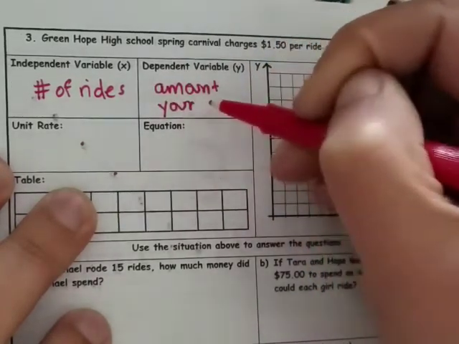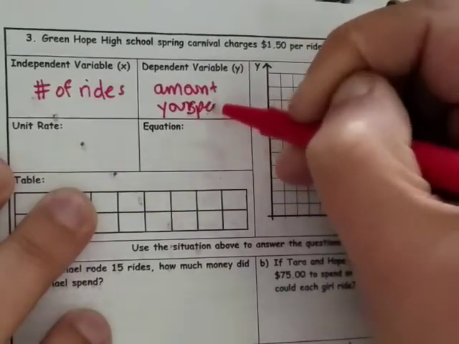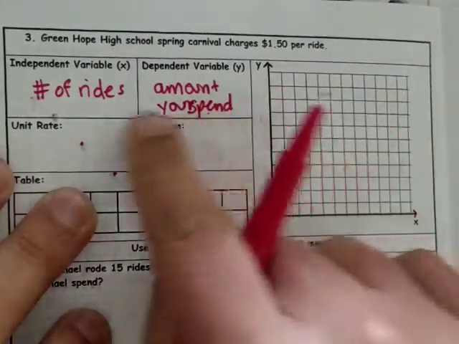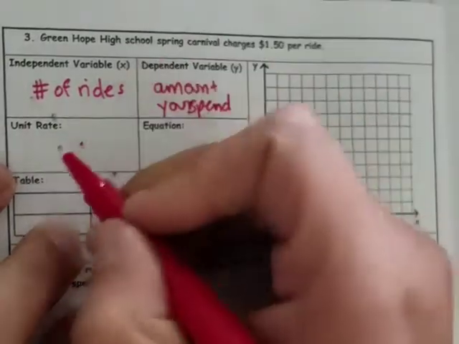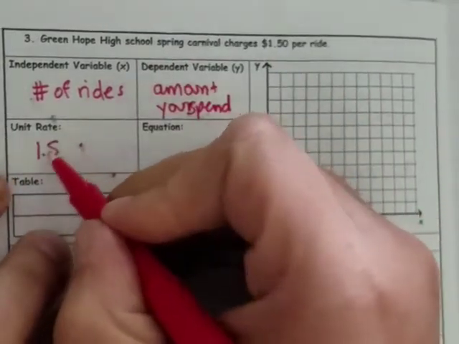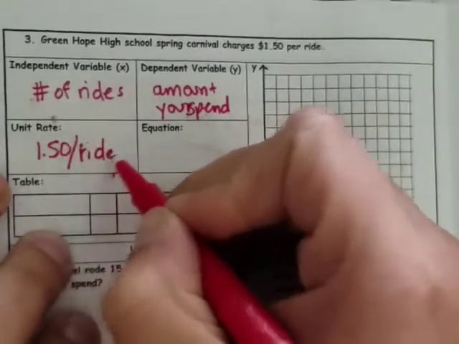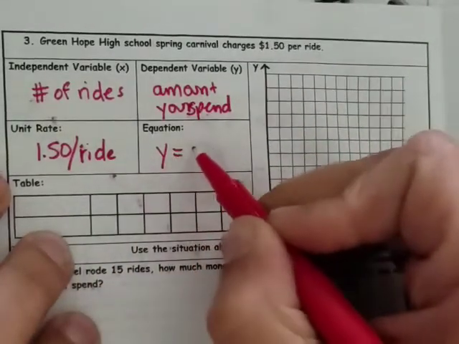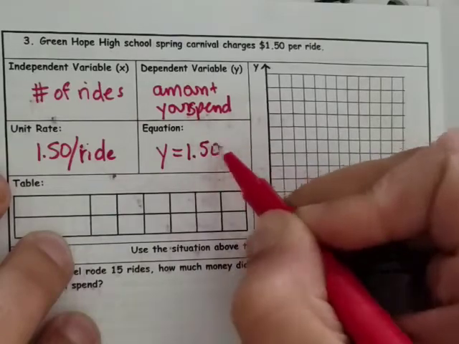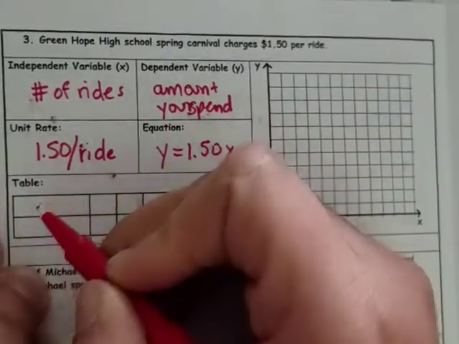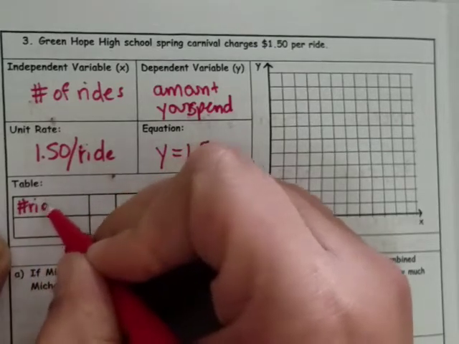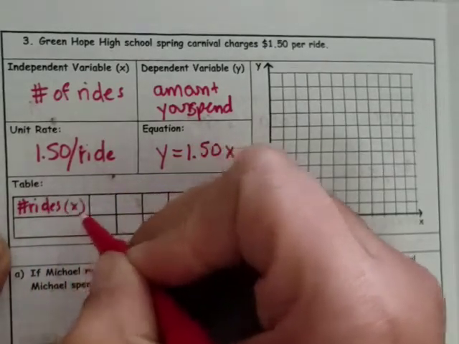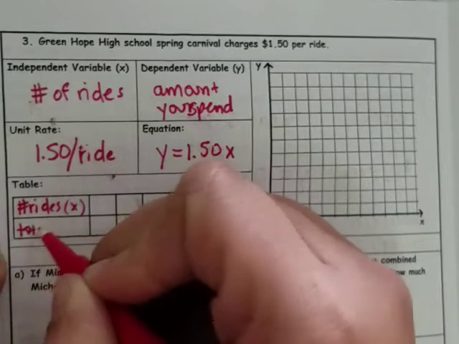Because the more rides you ride, the more money you spend. So this is going to change the amount that you spend. Your unit rate is $1.50 a ride. So your equation would be y is equal to 1.50x, where x is our number of rides. So number of rides, that's your x value. And this is your total cost.